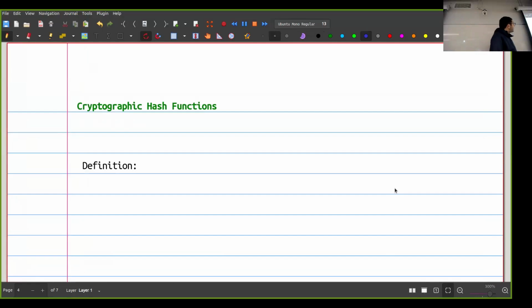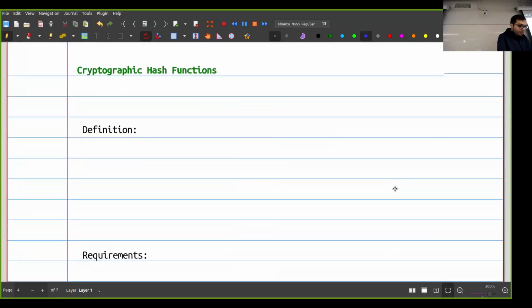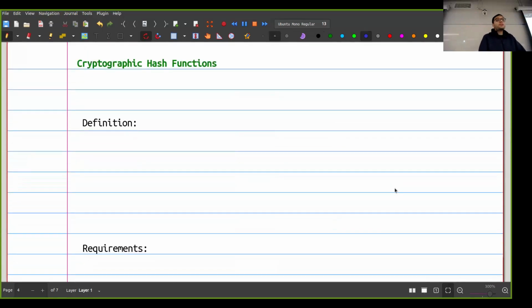Okay. So we're going to talk about hash functions and especially cryptographic hash functions. So first, I'm going to give you the definition of a hash function. A hash function is basically a function, let's call it h, that takes a string, and the string that it takes can be of any length. So I use Σ* to denote the set of strings of any length.